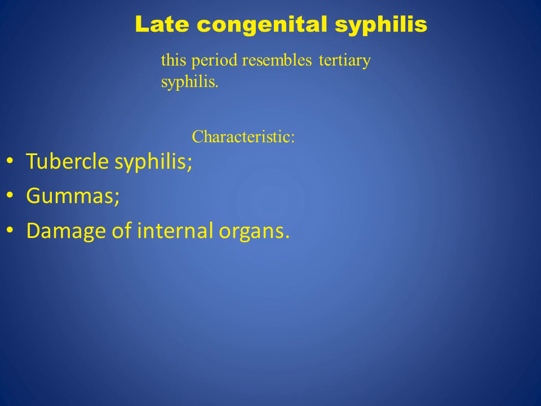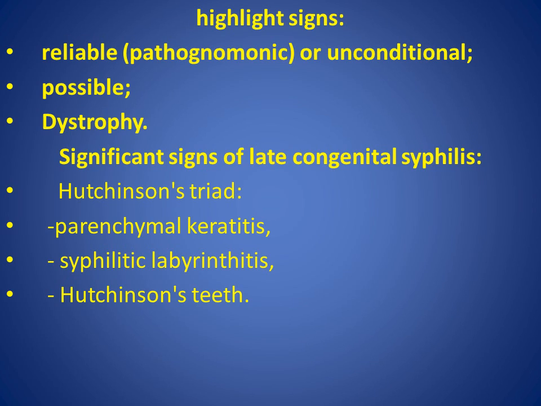Late congenital syphilis. This period resembles tertiary syphilis. Characteristics: tubercular syphilis, gumma, damage of internal organs. Highlight signs: reliable, pathognomonic signs or unconditional signs. Possible signs: dystrophy, significant signs of late congenital syphilis. Hutchinson triad: parenchymal keratitis, syphilitic labyrinthitis, Hutchinson teeth.